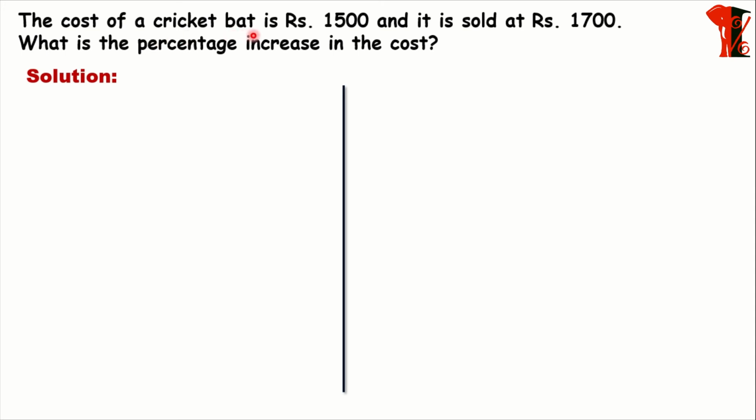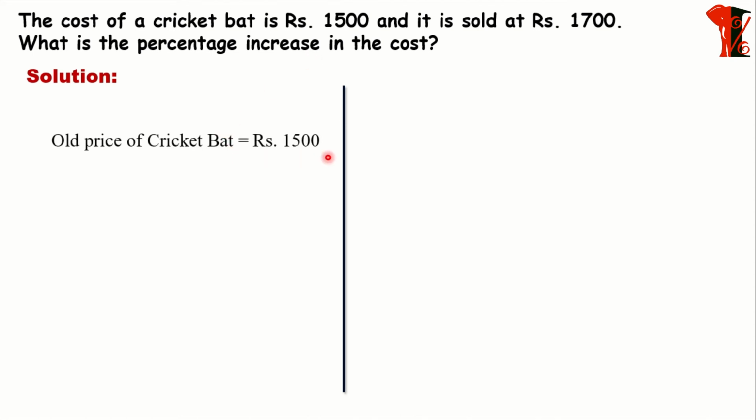The cost of a cricket bat is 1,500. It is sold at rupees 1,700. What is the percentage increase in the cost? It's so clear that the price was 1500 and now it became 1700. It is clearly an increase. So let us solve it.